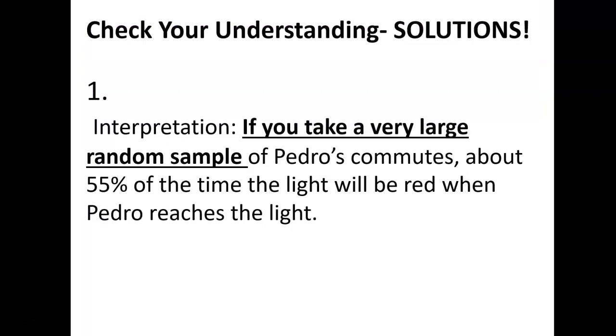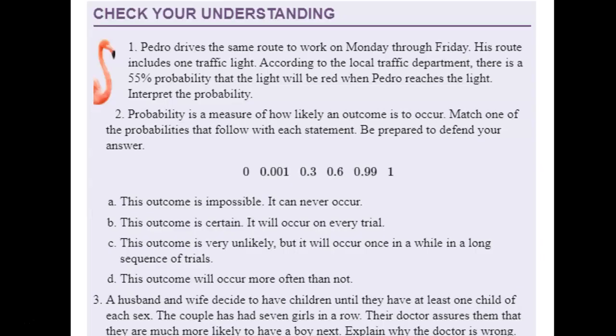All right. So the interpretation of Pedro's probability is that if you take a very large random sample of his commutes, about 55% of the time, that light will be red. So it's not going to be true if he just looks at his week's worth of commutes. He's going to have to look at a whole lot of sample, far more than just a week or a month. Maybe he has to look at the entire year of traveling. And then remember the second question was which one of these matches with 0, 0.001, 0.3, 0.6, 0.99, and 1.